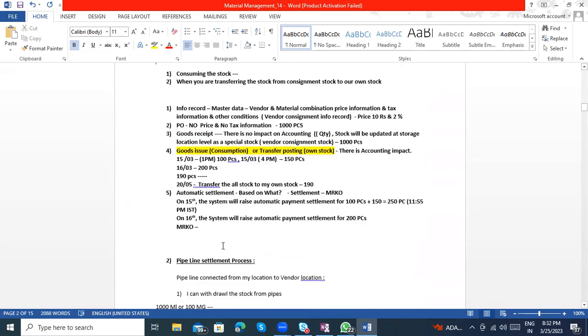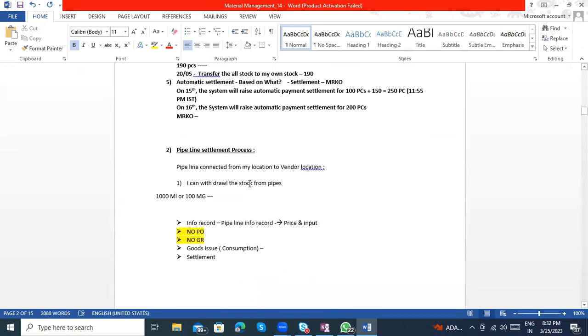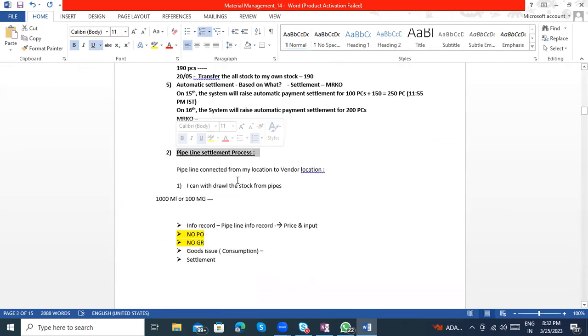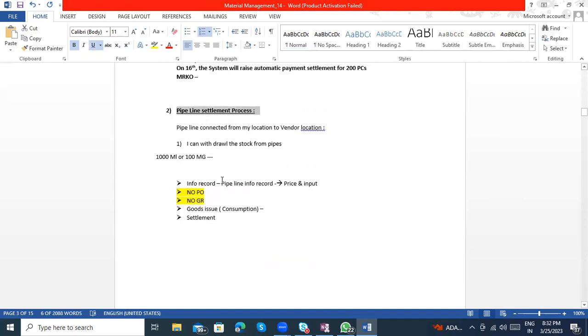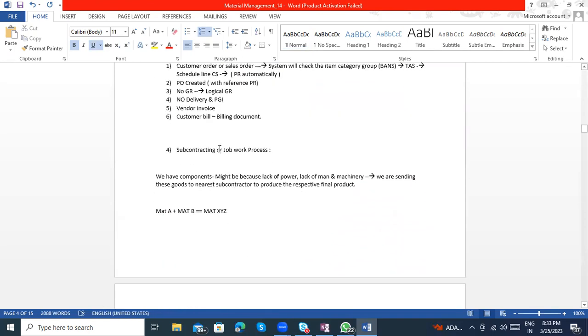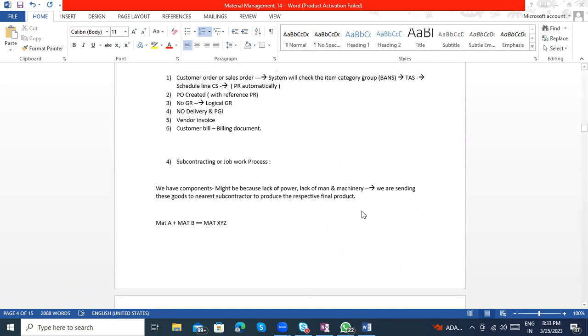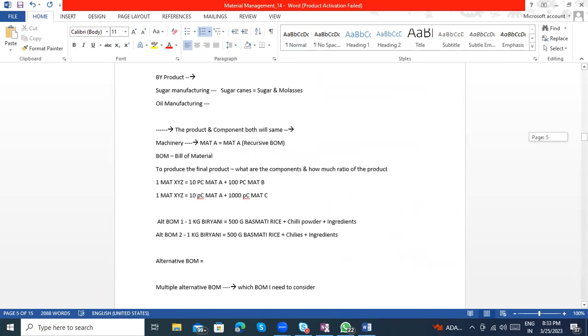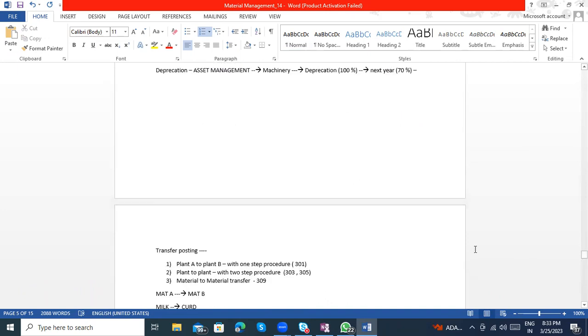This consignment process and pipeline. Pipeline, we don't need any PO, right? So we don't have any item category here. Third party again we have the item category, and subcontracting we have item category L. We can say item category subcontracting also is a special stock indicator.